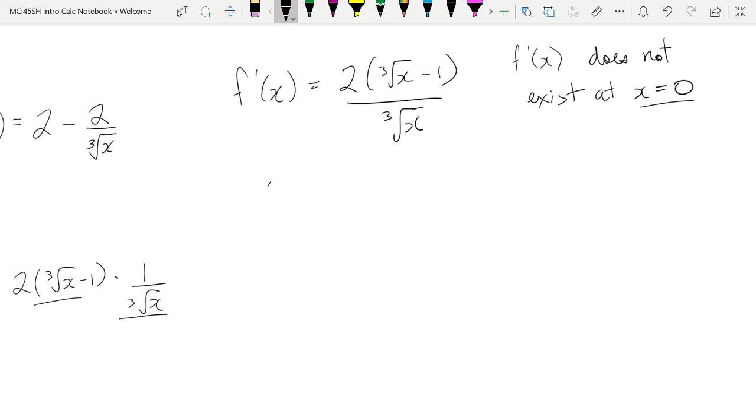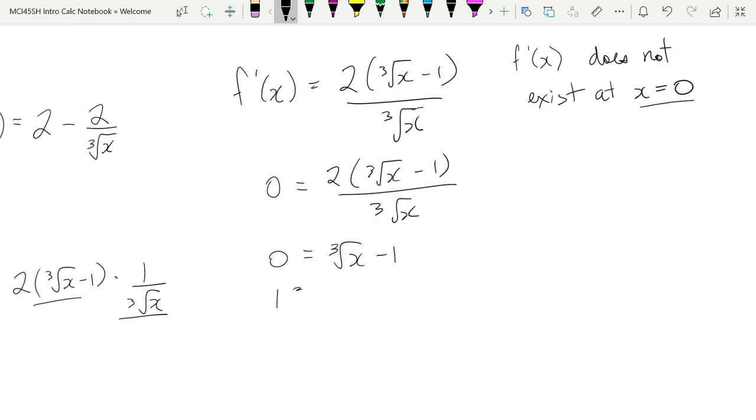And where does this thing equal 0? That'll be my next critical value. Okay, well, multiply both sides of the equation by the cube root of x. Divide both sides of the equation by 2. Move 1 to the other side. Make a mistake, sorry. And cube both sides. And x is equal to 1. So that means I have 2 critical values, critical values of x equals 0 and x equals 1.